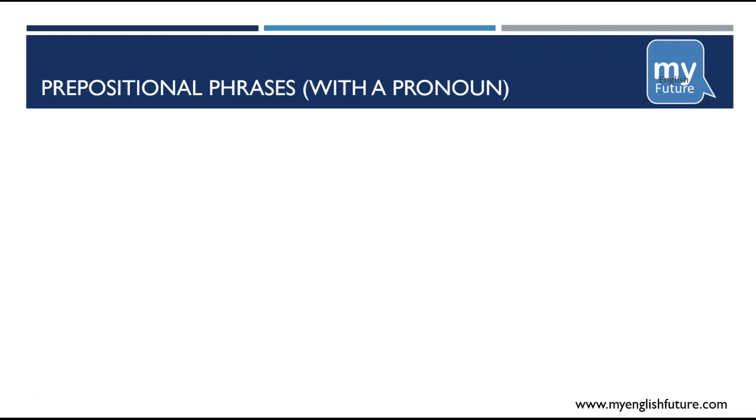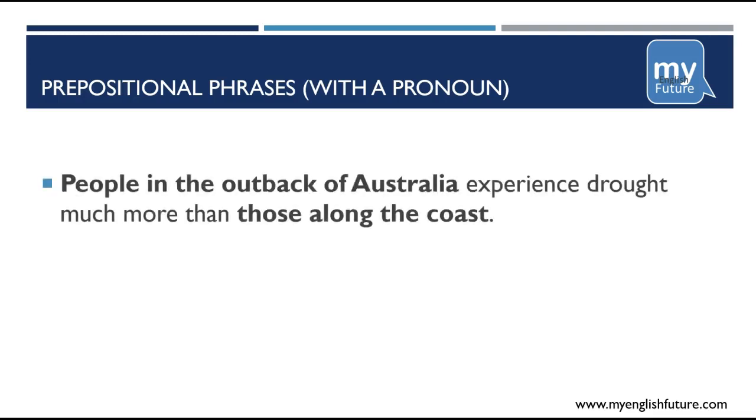Okay, let's move on to prepositions. People in the outback of Australia experience drought much more than those along the coast. When I say this sentence, my focus is on this part, in the outback and along the coast. So you must keep it the same. I see many students make this silly mistake. People in the outback of Australia experience drought much more than the people who live on the coast, with a relative clause, but that's not the same. So keep it the same with a preposition.